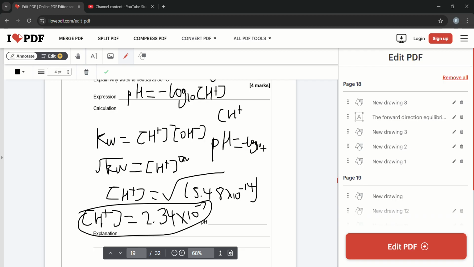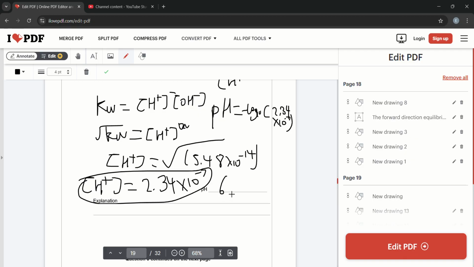10 of 2.34 times 10 to the power minus 7. So, which is 6.63.